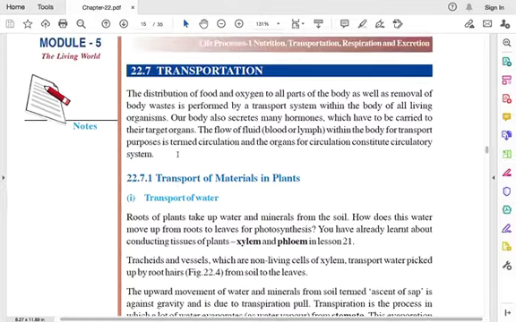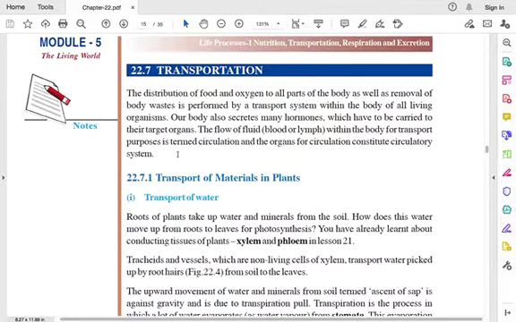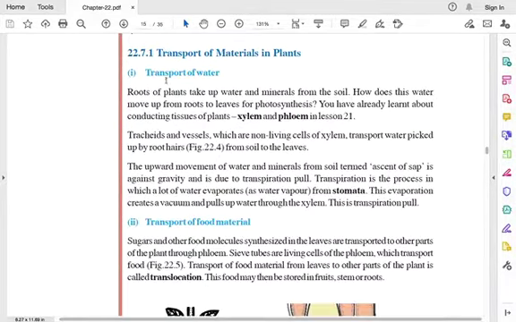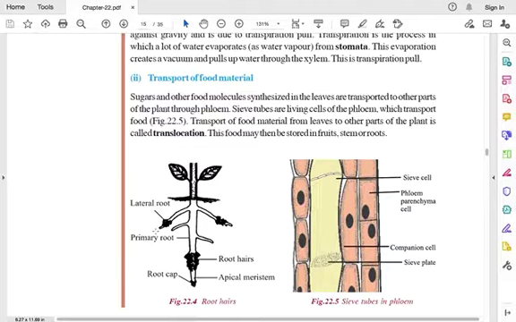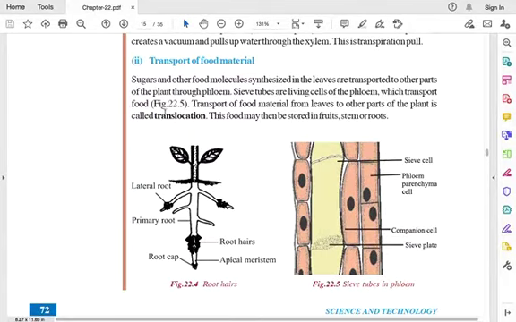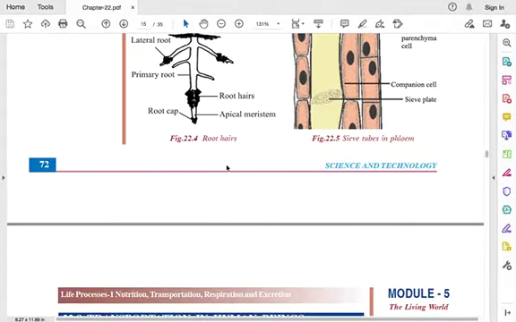Then transportation, how the digested food is distributed throughout our body. In the transport of materials in plants, we saw about transport of water. Then we saw about xylem and phloem. Xylem is used for conduction of water, and phloem is conduction of food. These are two tissues in plants. Then we saw the transport of food material, okay. Then their translocation process happens, that is the food is transported from leaves to the other parts of the plants, because photosynthesis happens in the leaves.